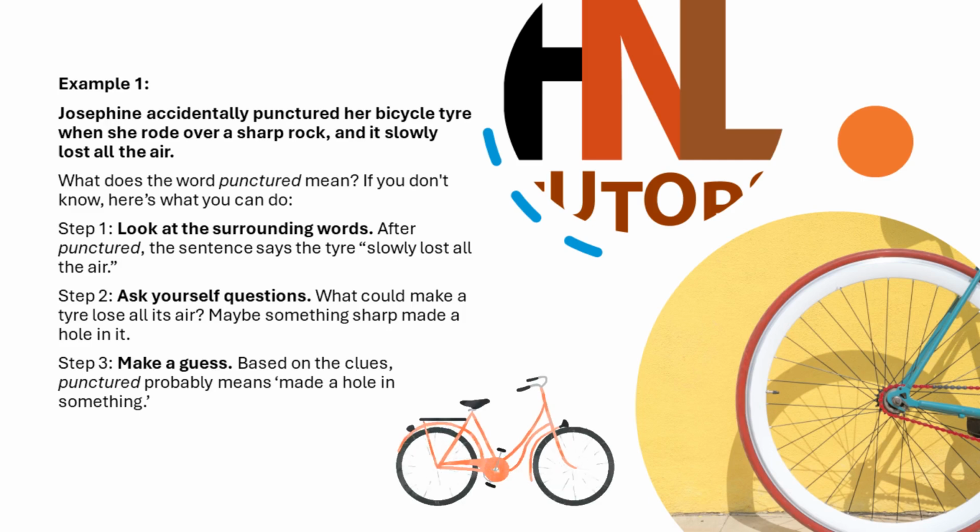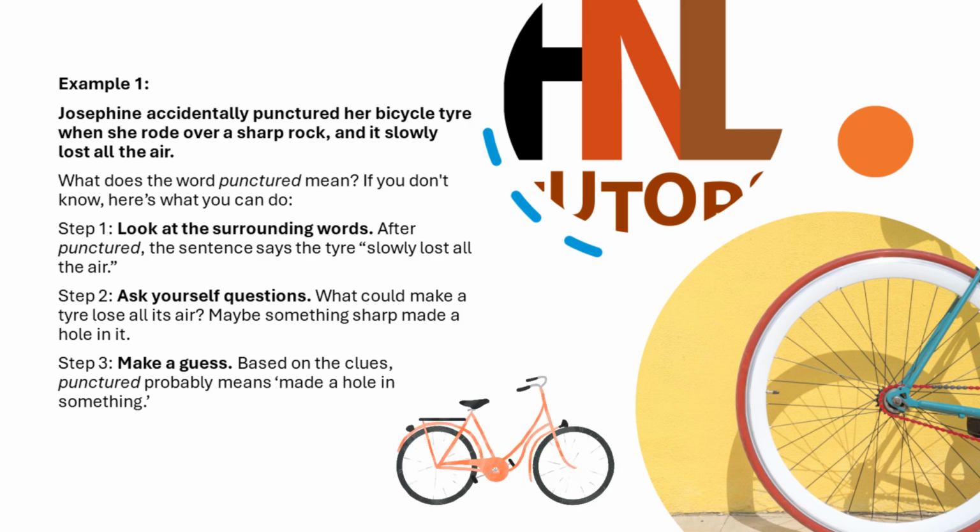Example 1. Josephine accidentally punctured her bicycle tire when she rode over a sharp rock, and it slowly lost all the air. What does the word punctured mean? If you don't know, here's what you can do. Step 1. Look at the surrounding words. After punctured, the sentence says, the tire slowly lost all the air.